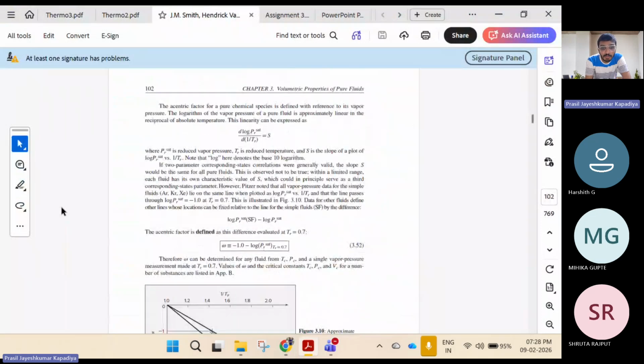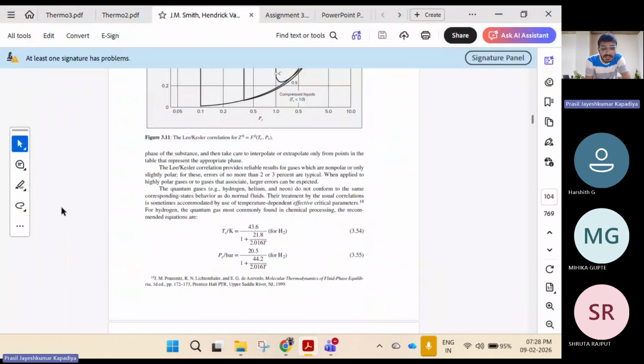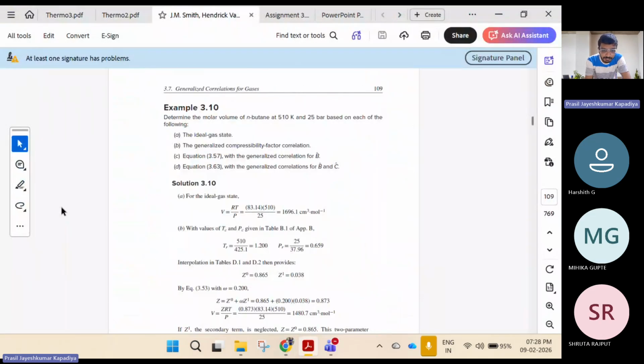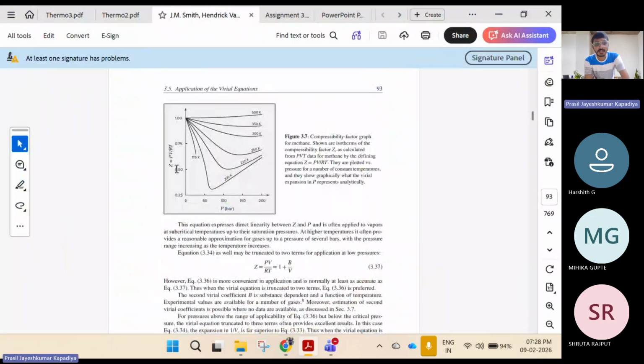The Z plot is available in this book. No, this is not Z, this is Z0. Yeah, see, this is compressibility factor versus pressure. When pressure is very low, near 0, Z is 1. But as we go from, let's say, 0 to 50, there are significant deviations in the value of Z. Z is 0.25. This is, I guess, for CO2. No, it is for methane. So methane does not behave ideally.